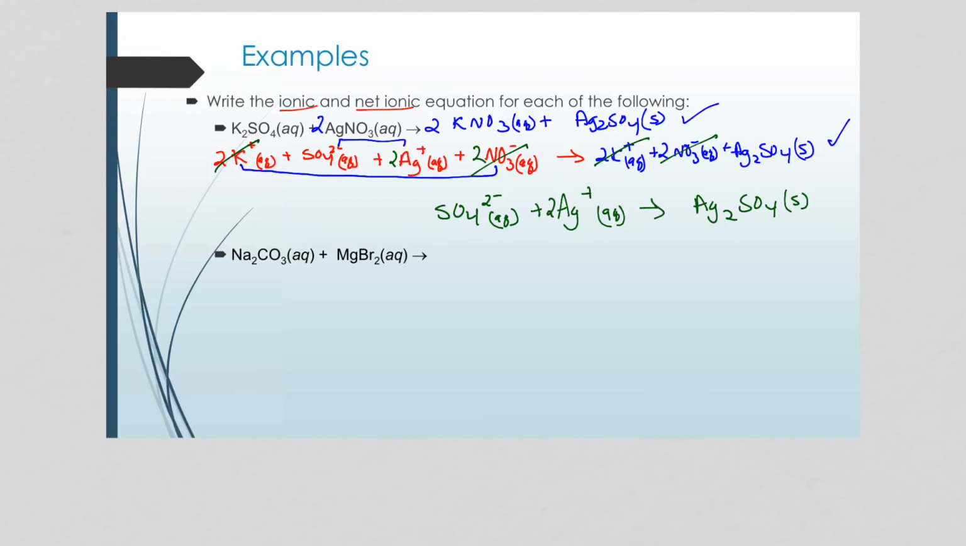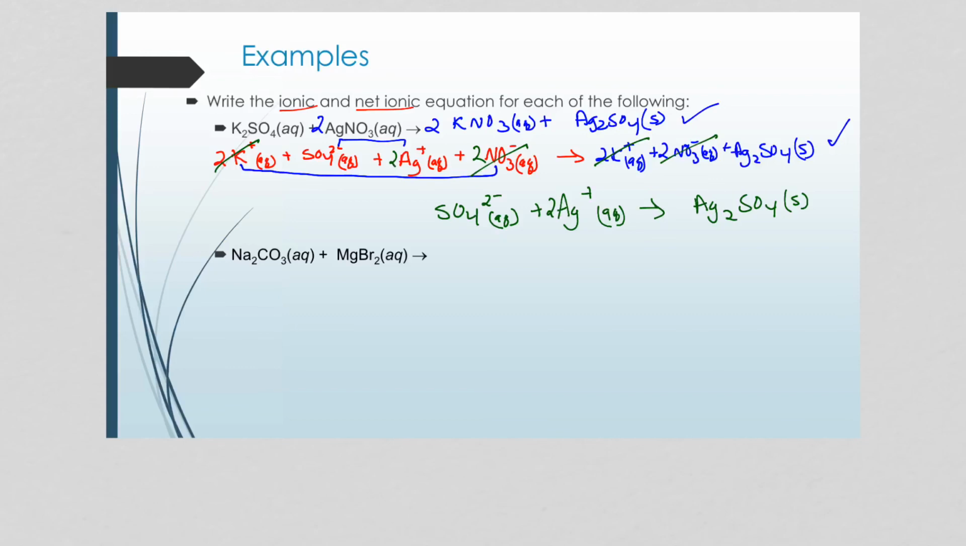Let's try one more example here. We have sodium carbonate plus magnesium bromide. So I'm going to go through this one a little bit quicker because we just went through the last one in a little more detail. So I'm going to not write aqueous all the time here, but understand that anytime I'm talking about something in solution, it's aqueous, just to make things go a little faster.